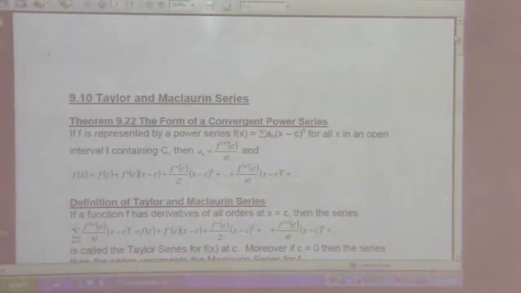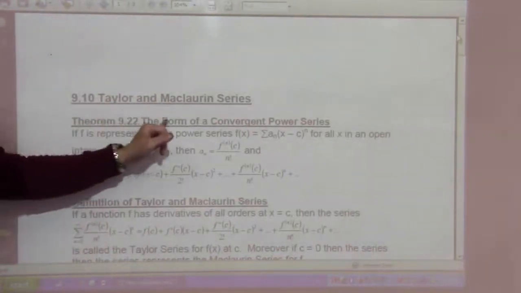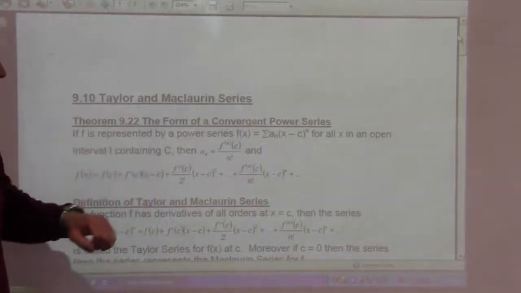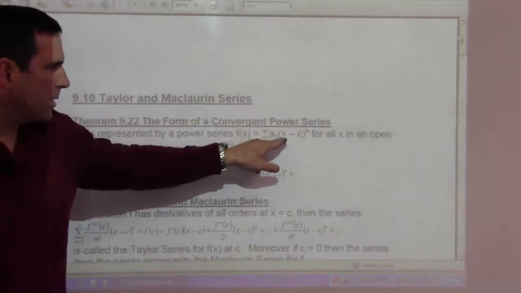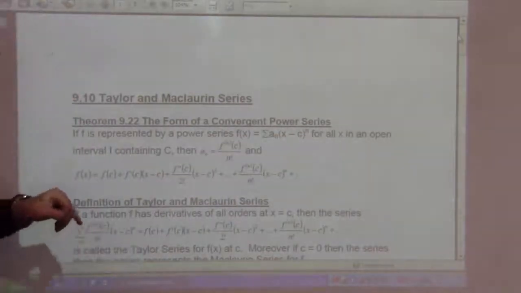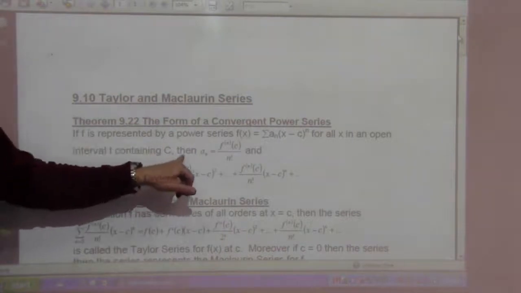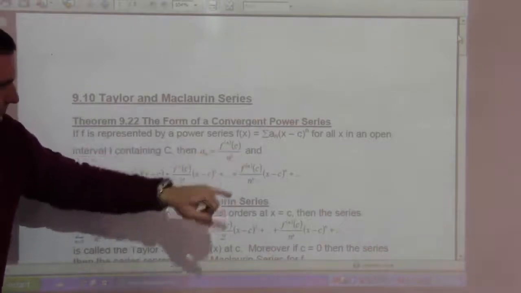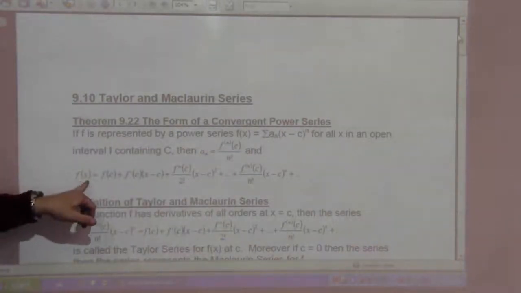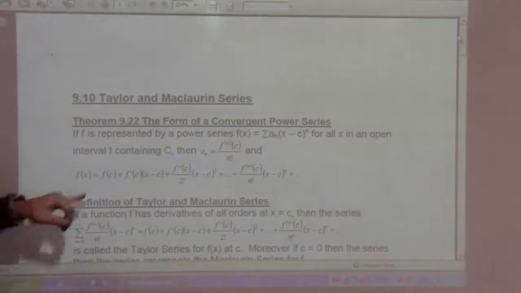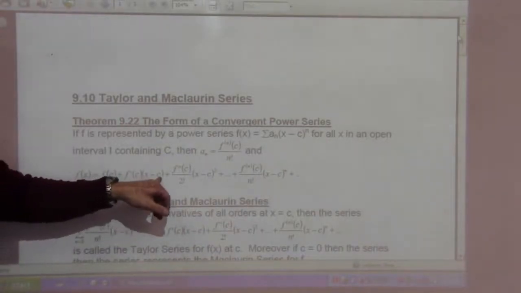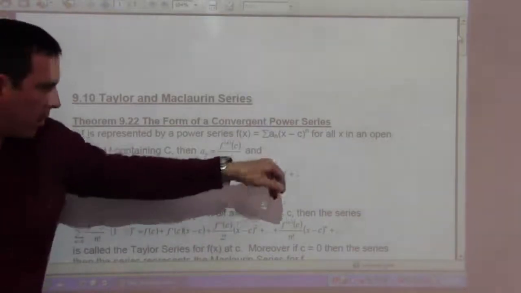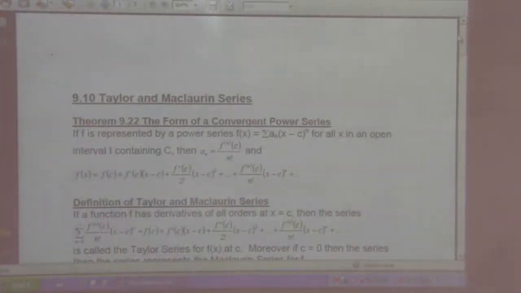Okay, Taylor series. Theorem 9.22 says the form of a convergent power series: if f is represented by the power series f of x equals the sum of a sub n times x minus c to the n for all x in an open interval I containing c, then a sub n would be the nth derivative of f at c over n factorial, and f of x would be represented by this expression: f of c plus f prime of c times x minus c plus f double prime of c over 2 factorial times x minus c squared, all the way to the nth term and then beyond.